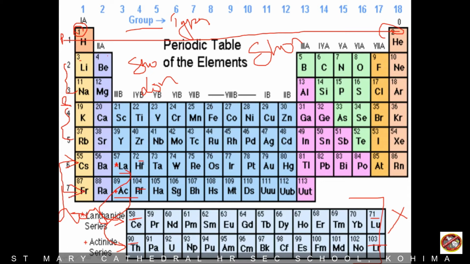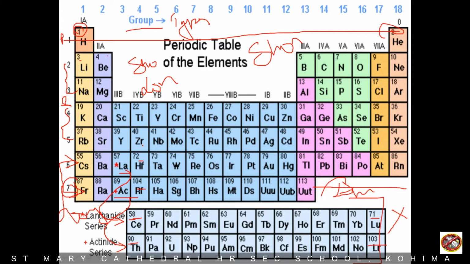If you see period number 7, you see that there is some space over here. It shows that it is still incomplete. That is why this period will be called the incomplete period.